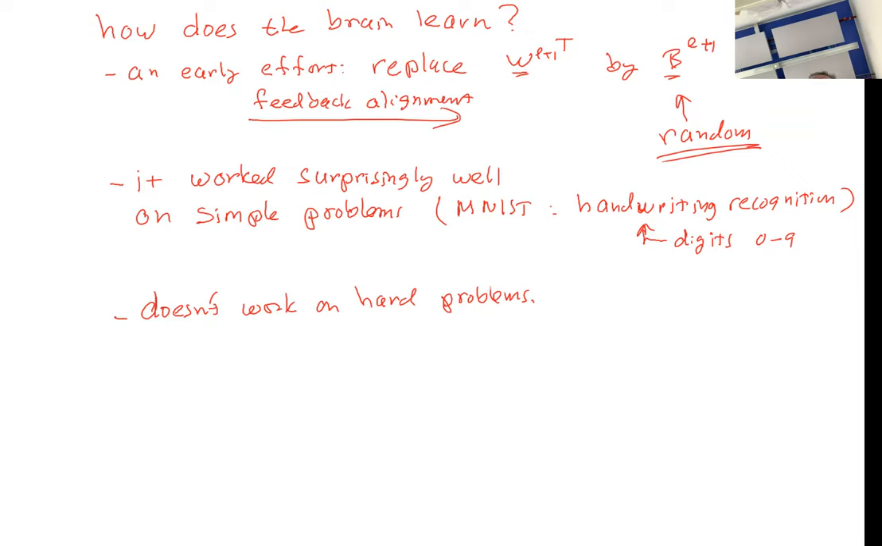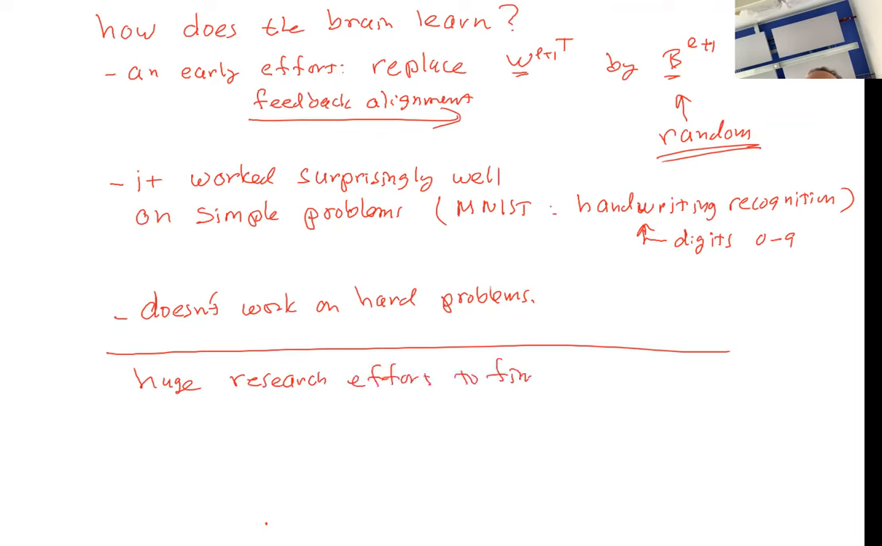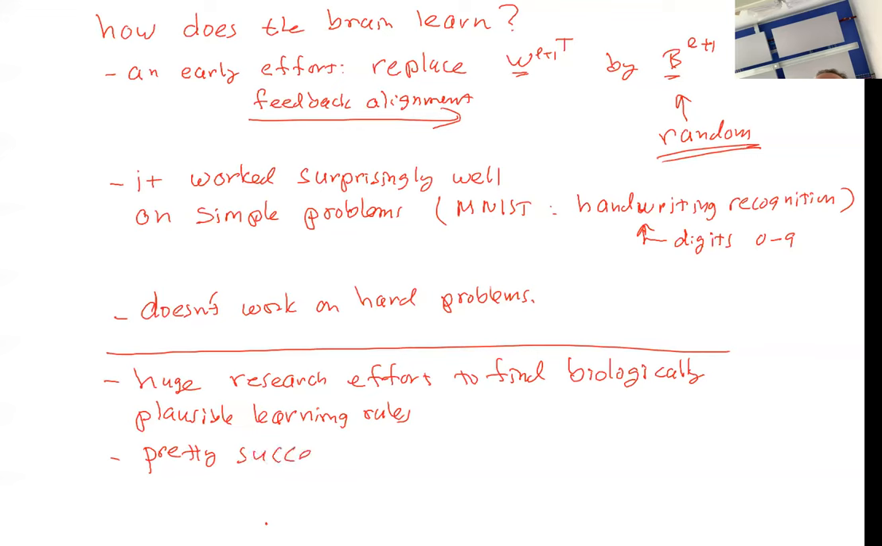And since then, there's been just a huge research effort. I'll put something online with a bunch of references. It's been on plausible learning rules, and it's been, I'd say, pretty successful. We now have lots and lots of candidate learning rules.